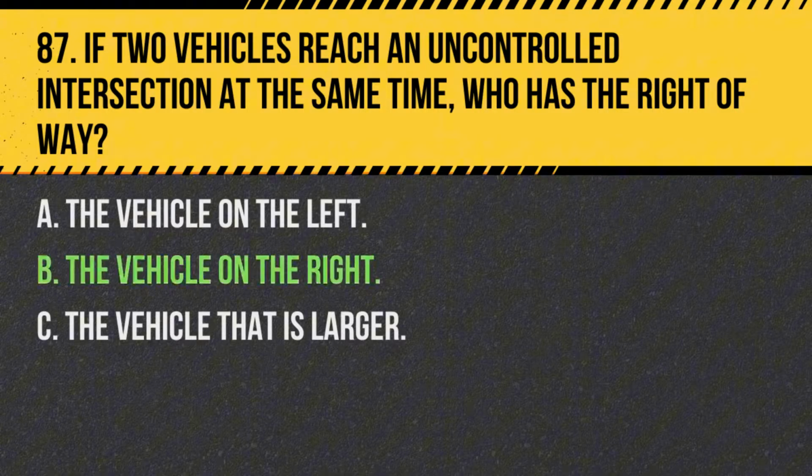Answer B. The vehicle on the right. The right-of-way rule applies at intersections without signs or signals.